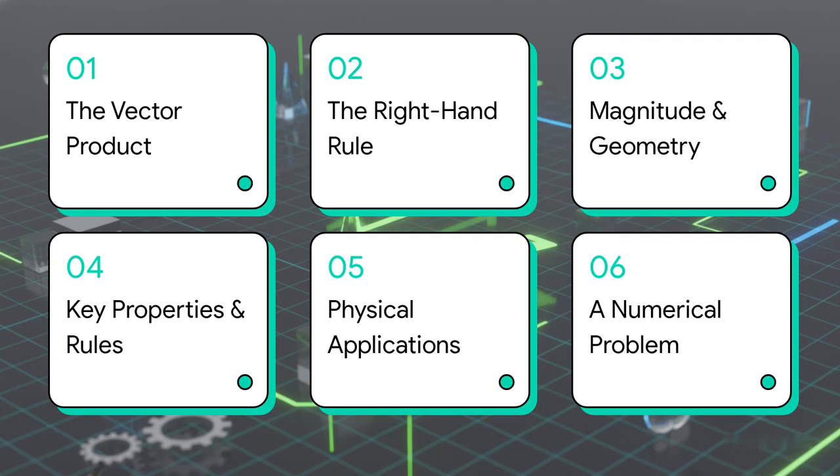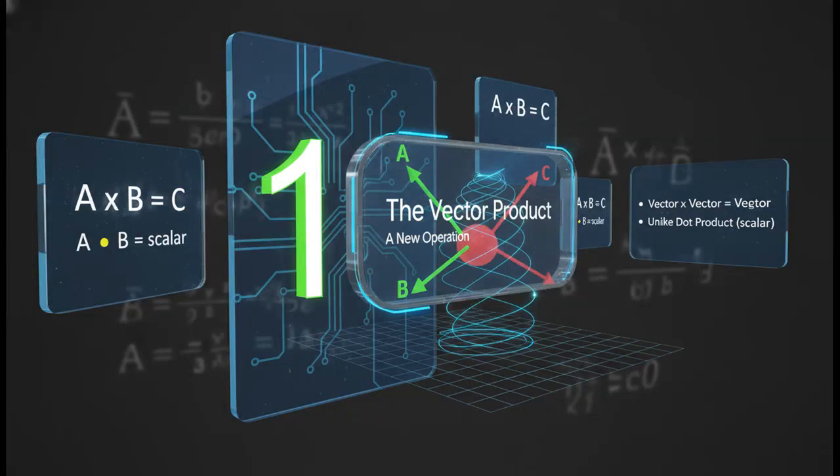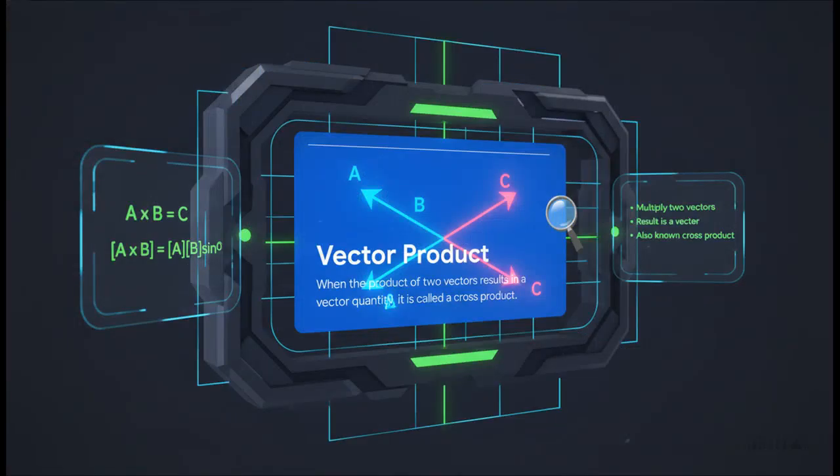Let's get to it. Okay, first things first, what in the world is a vector product? Well, you're probably familiar with the dot product, which takes two vectors and gives you a scalar. Just a number, right? Magnitude, but no direction. The vector product is completely different because the result is a whole new vector, one that has both a magnitude and a direction. And honestly, the definition is pretty much right there in the name. When you multiply two vectors and what you get out is another vector quantity, you've just done a vector product. We also call it the cross product, and you'll see why in a second.